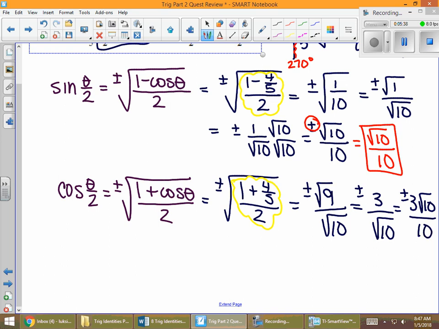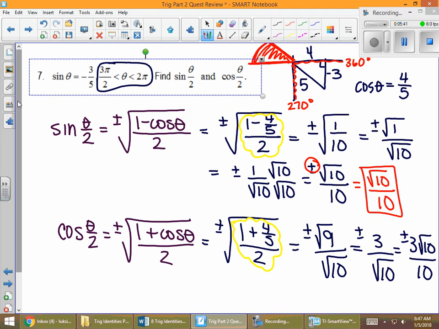Now, the same thing holds here. We need to decide whether this is positive or negative. We don't need to go back and do that math. We already know this ends up in quadrant 2. And cosine, since that was our original here, cosine in quadrant 2 is negative. So our answer here is negative 3 radical 10 over 10. That's number 7.